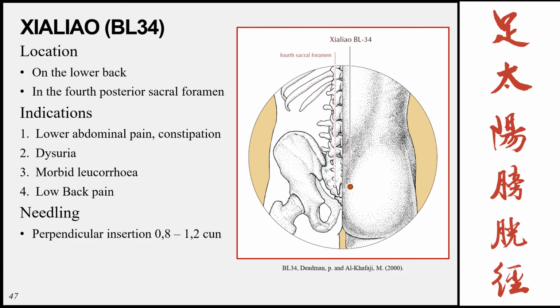The next point is SHENSHU, bladder 34. This point is also located on the lower back, and we're now in the fourth and final posterior sacral foramen over here on the image. There's indications for this point. It can be used for lower abdominal pain or constipation, dysuria, morbid leukorrhea, or because of its location, lower back pain. Needling, it's perpendicular insertion, 0.8 to 1.2 tsun.